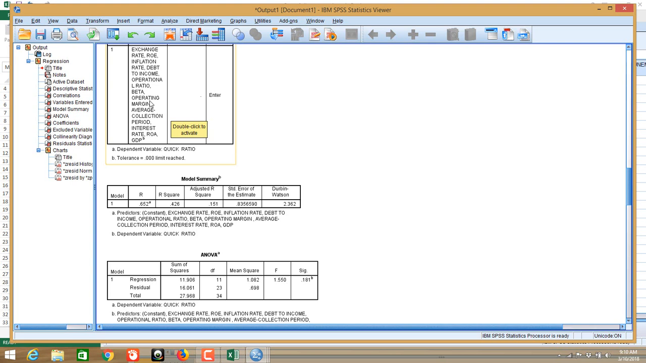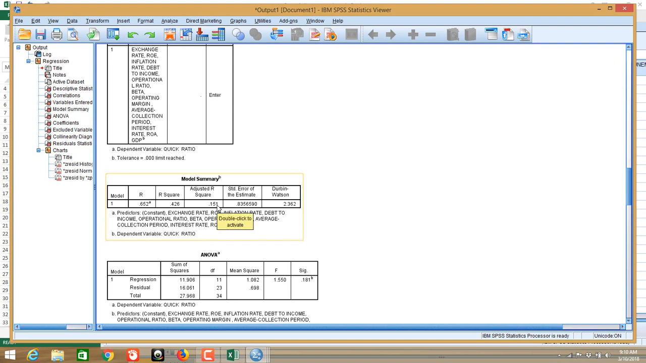Explain means it can predict, it can explain your liquidity. In my case, I'm studying liquidity. So, how much can it explain? Only 0.15, meaning only 15%. Not good enough. Okay, 15%.